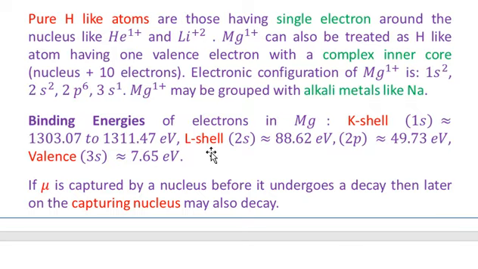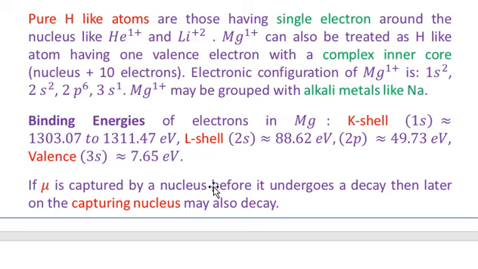So for the L shell, the two s electrons have energies of the order of 88.62 electron volt, and the p shell having 6 electrons has an energy of the order of 49.73 electron volt. These binding energies are negative. And the valence electron, which is a 3s electron, as can be seen from the electronic configuration, has a binding energy equal to 7.65 electron volt.